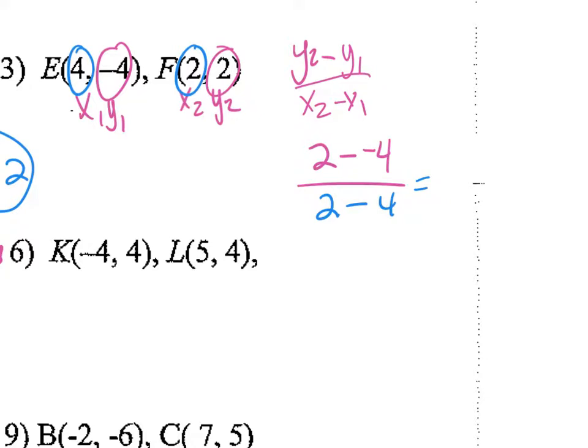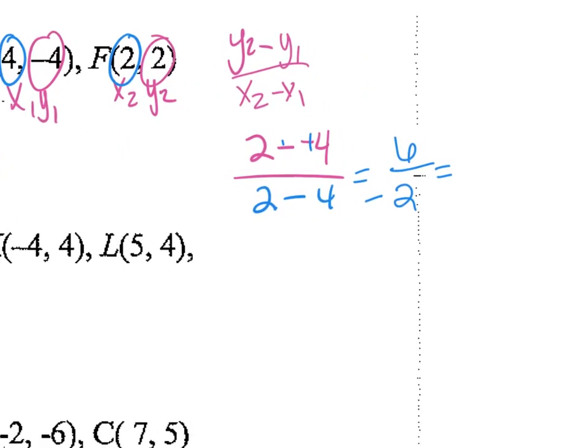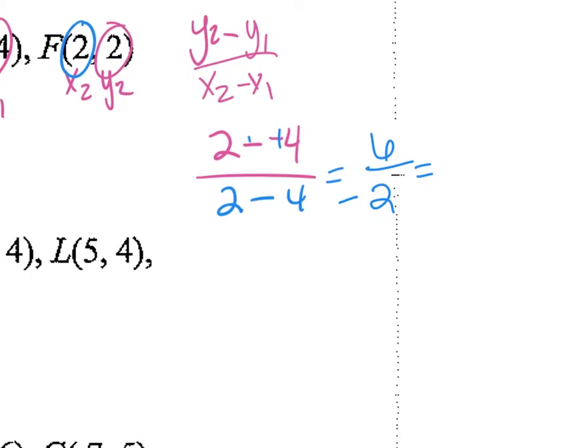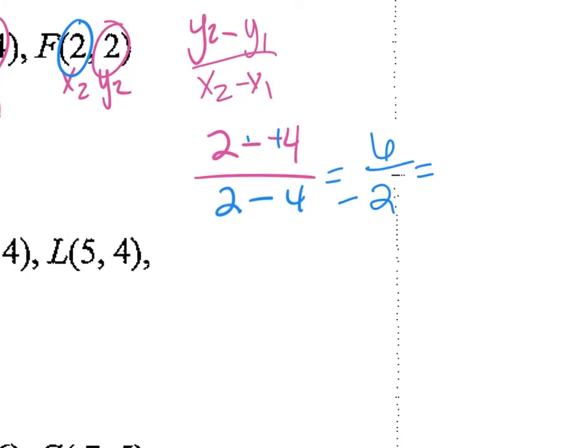So 2 minus negative 4 is 6. 2 minus 4 is negative 2. So wouldn't that be negative 3? Perfect. Negative 3 or negative 3 over 1. That means the same thing.